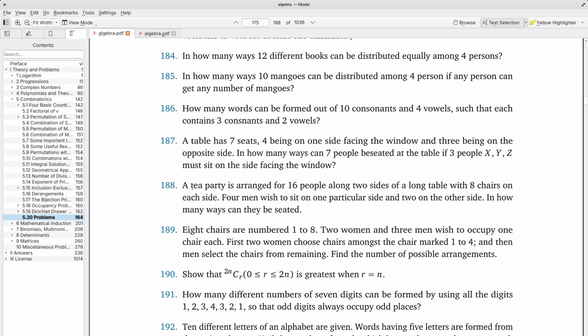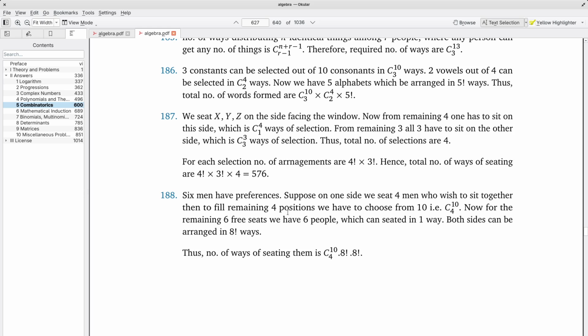Question 188 says that a tea party is arranged for 16 people along 2 sides of a long table with 8 chairs on each side. 4 men wish to sit on a particular side and 2 on the other side. In how many ways can they be seated?